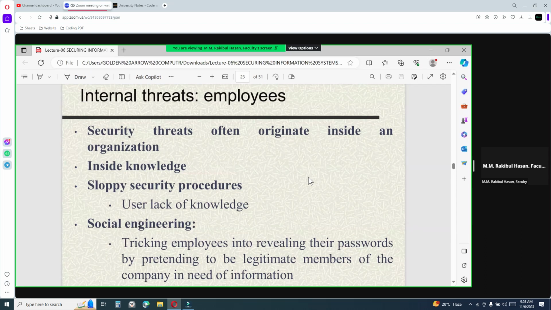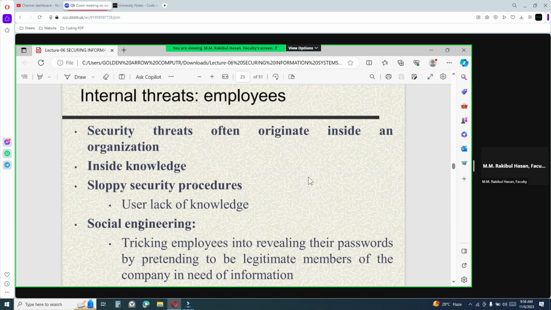So, first of all, in most cases when we think about the security of an information system, we think about hackers. A hacker may hack my information, steal my information, or destroy my information system. These are the fears we have.